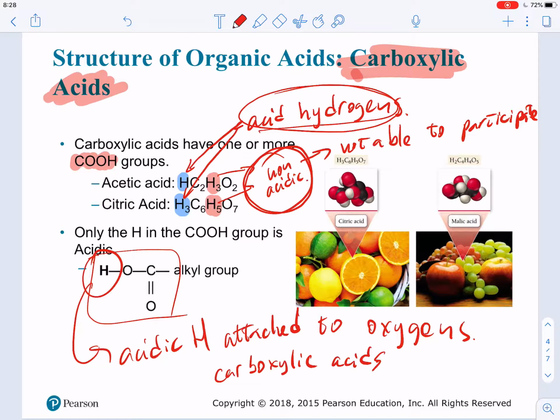So if you have an organic acid, but you have a hydrogen that is attached to a carbon, that hydrogen will not be acidic. It has to be attached to an oxygen, and sometimes could be attached to sulfur. But for now, we're gonna keep it simple. In this case, if we are referring to carboxylic acid, it's gonna be COOH, and that H, that hydrogen, will be attached to oxygen.